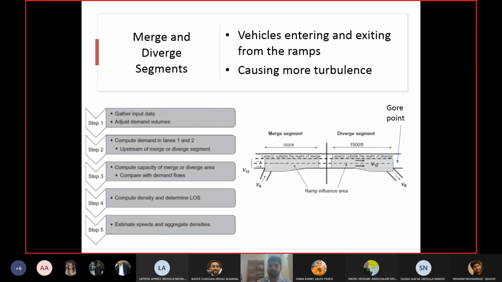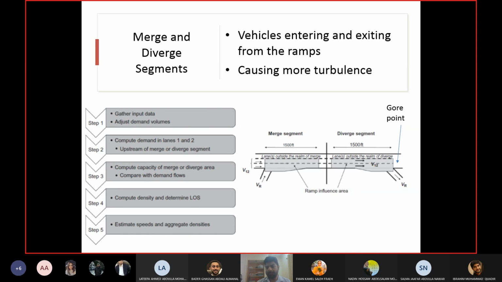Vehicles enter and exit from the ramps, and they cause more turbulence when they are trying to enter or leave. So merging and diverging segments are within the influence of the ramp. If it is an on-ramp, then 1500 feet in front of that ramp is the merging segment. 1500 feet from the start of the ramp onwards is the merging segment.